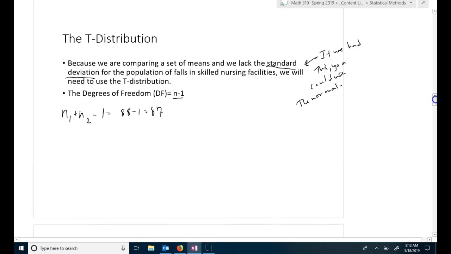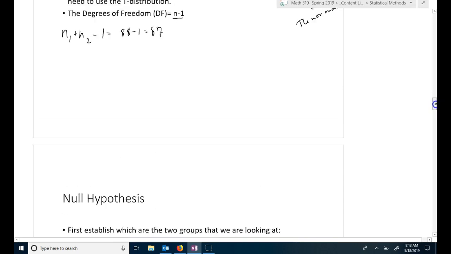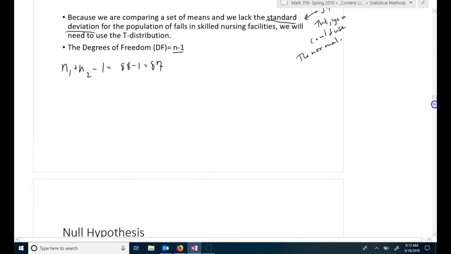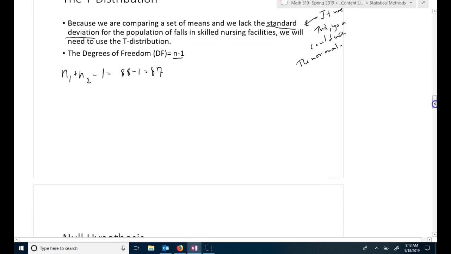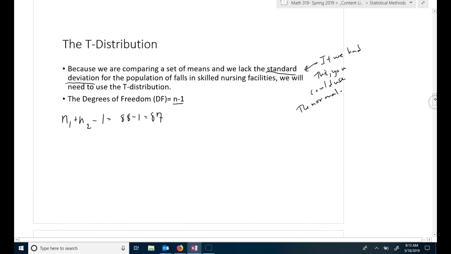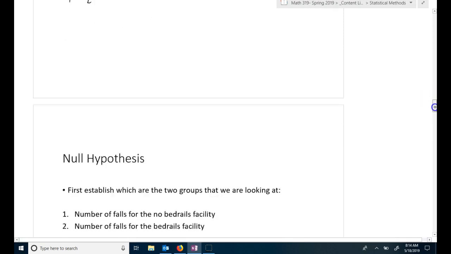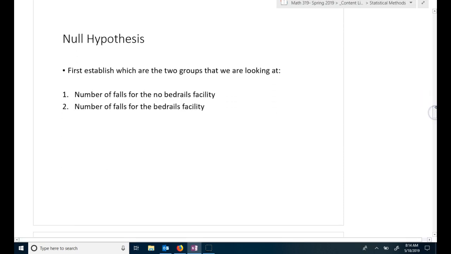Okay. So now that I know this is going to be my distribution, to kind of give you an idea, we'll talk about this in just a second. This t-distribution, we're going to compare against no difference. So, you know what? I'll talk about that in just a minute. All right. Now, like any other hypothesis test, we're going to have a null hypothesis, and we're going to have an alternative hypothesis. All right.